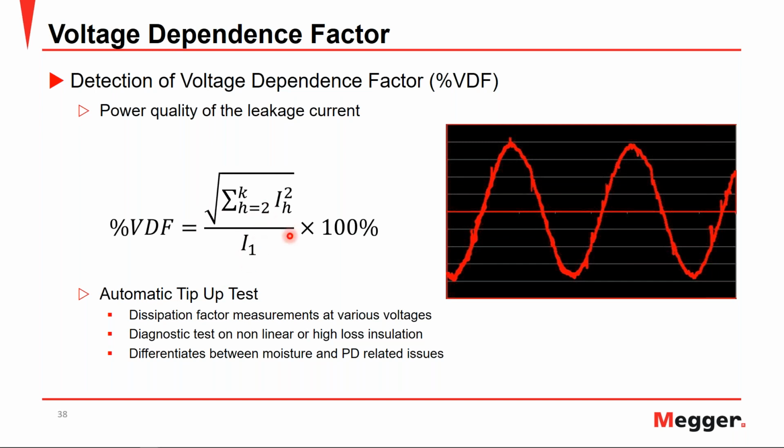And if this value is high enough, then it suggests to run an automatic tip-up test, in which an automatic tip-up test is just a dissipation or power factor measurements at various voltages. For instance, if you were to end at 10 kV, you could do steps of 2, 4, 6, 8, and 10 kV to see how your power factor responds to the voltage. And this is a diagnostic test method that is typically for nonlinear or high loss insulation, and allows for the differentiation between moisture and partial discharge related issues.